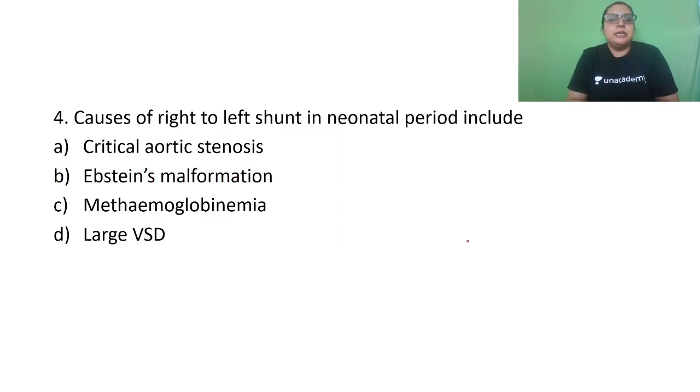Now solve this. Causes of right to left shunt in a neonatal period include: Now this is a very good applied kind of question. Critical aortic stenosis, Epstein's malformation, methemoglobinemia, large VSD. So what are the right to left lesions over here? Yes, I'm waiting for the answer. Very good. So I got two very quick answers. Excellent. The answer is B, Epstein's malformation.